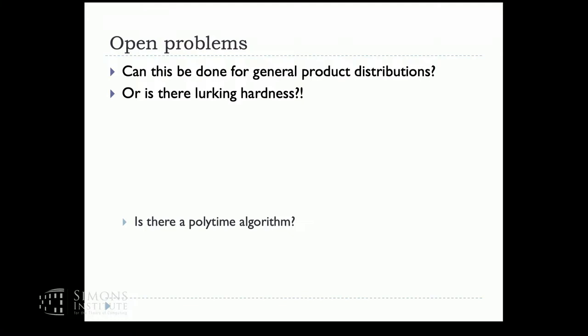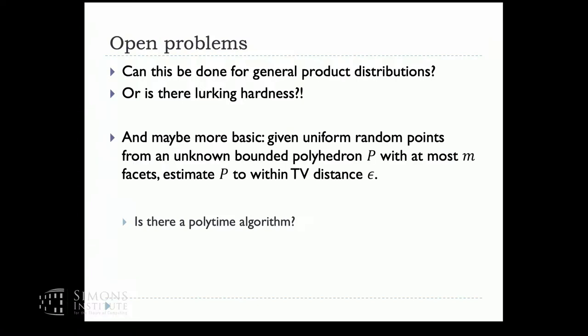Okay. But here's one of my favorite problems. I give you uniform random points from an unknown polyhedron. So not a cube, but a polyhedron. Okay, a bounded polyhedron, right? So it's some number m facets. And you want to estimate the polyhedron to within TV distance epsilon. And the sample complexity is only order md over epsilon. If you have m facets in d dimensions, the VC dimension is m times d, so you don't need more than this. So information theoretically, md over epsilon samples, so you can find the polyhedron.